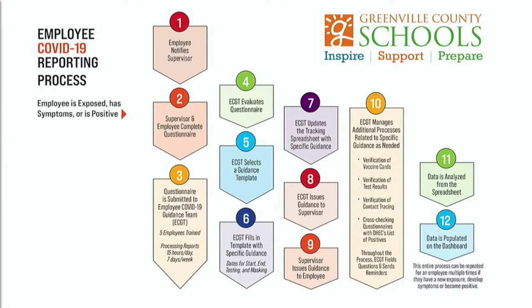But what you see in this very first flow chart is the employee COVID-19 reporting process. Number 1, an employee notifies a supervisor. Number 2, the supervisor or the employee complete a questionnaire. It's about a page-long questionnaire. Number 3, that questionnaire is submitted to an employee COVID-19 guidance team. And then when you go on through the flow chart, that's abbreviated as ECG2.